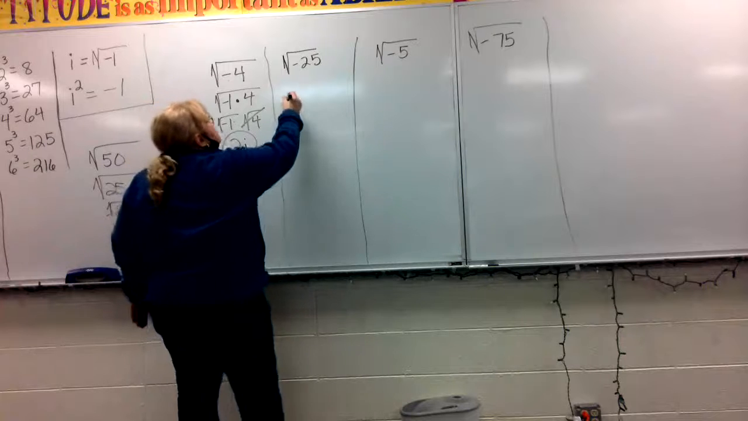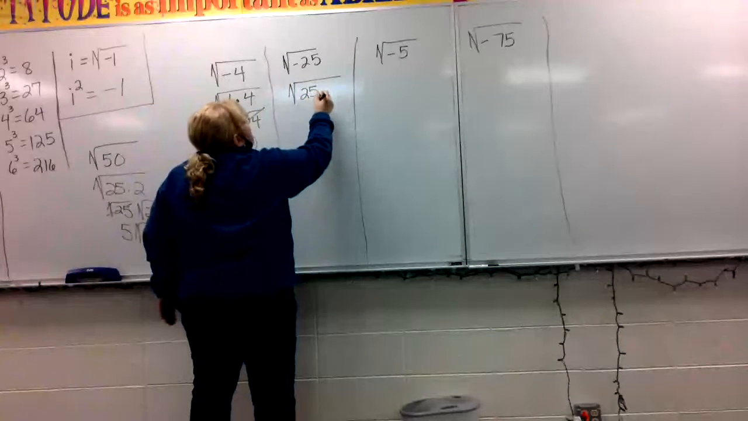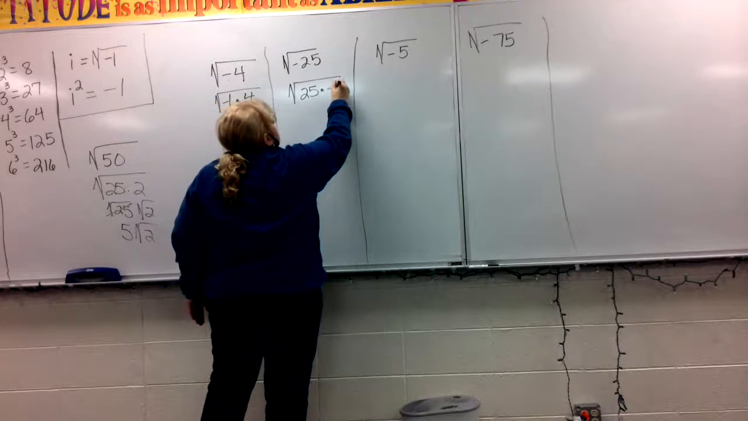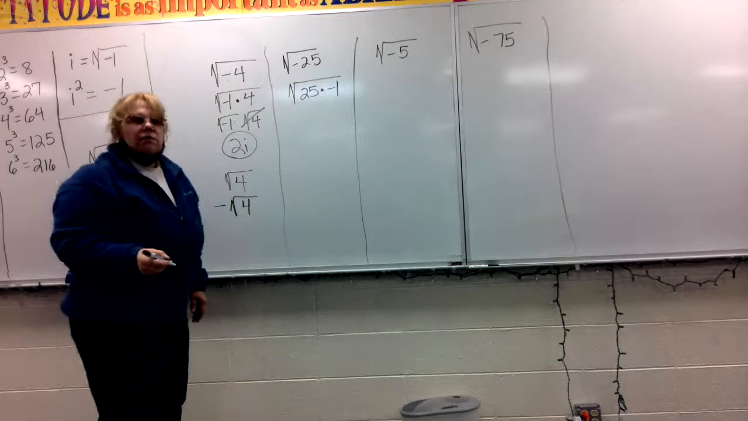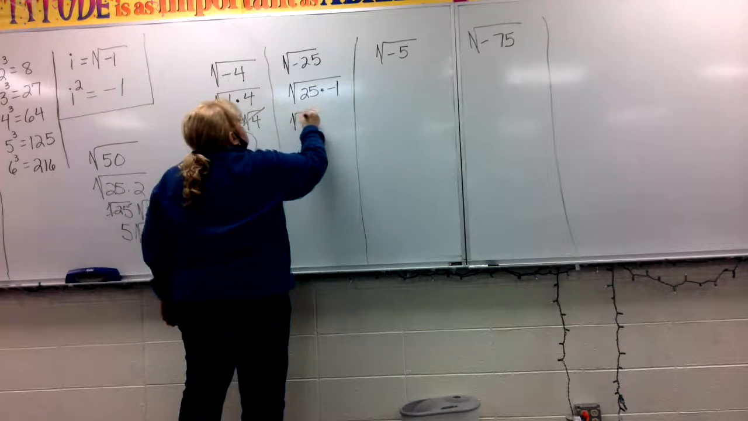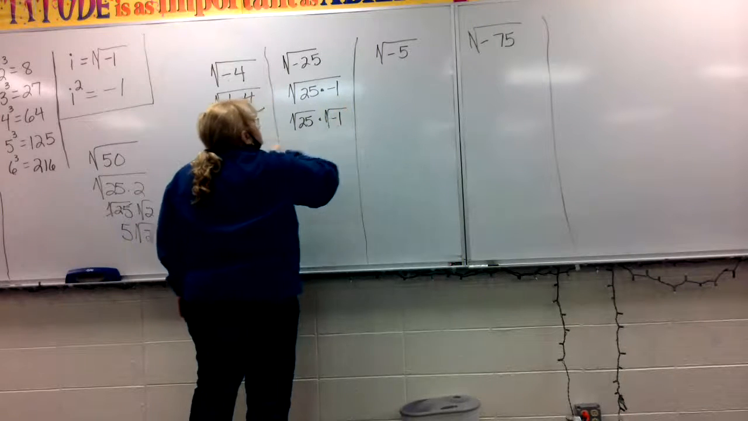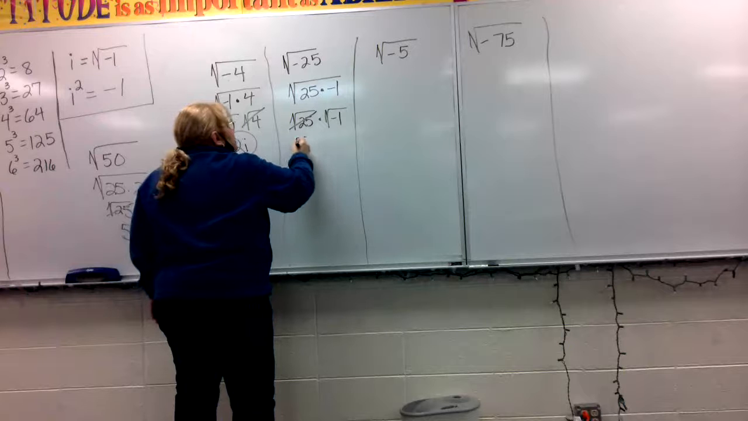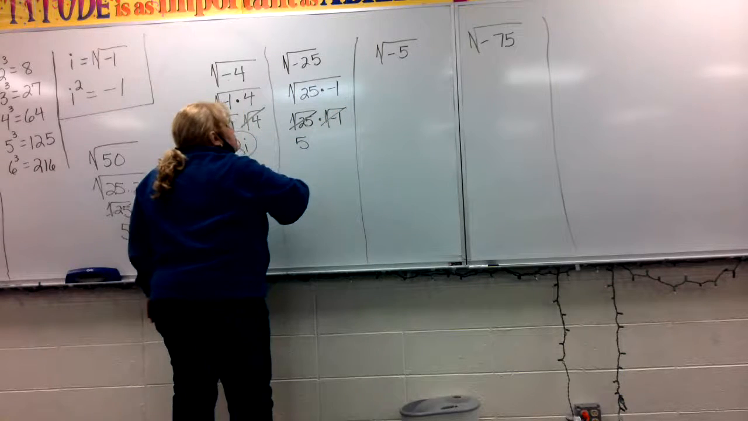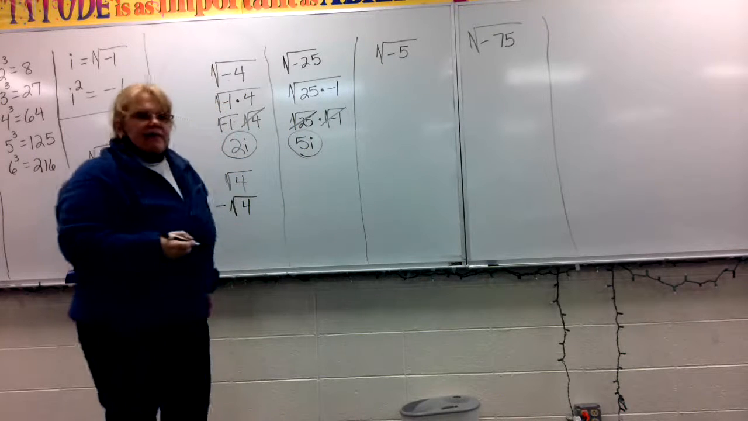So, square root of -25. Well, 25 is already a perfect square. So we're going to break it down into 25 times -1. Square root of 25, square root of -1. What's the square root of 25? What's the square root of -1? So your answer is 5i then.